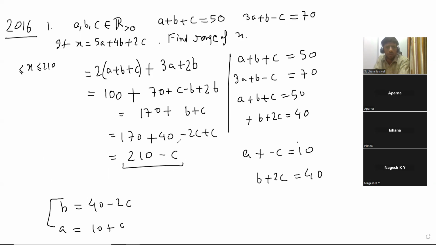Yeah. So certainly x is less than 210, that's correct. Now the question is, how small can this be? That is the problem. C can maximum be 48. No, that is not correct. Why? Because if A and B are 1, because they're positive reals. No, but they are positive reals, right? They are not positive naturals. Oh, yes. Yeah.